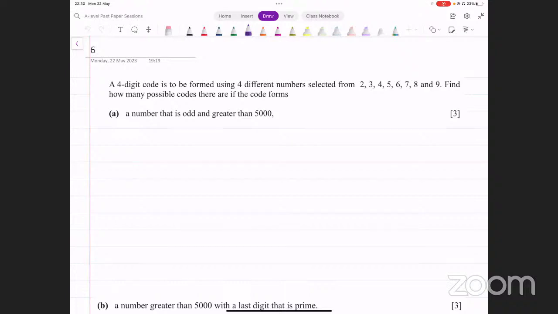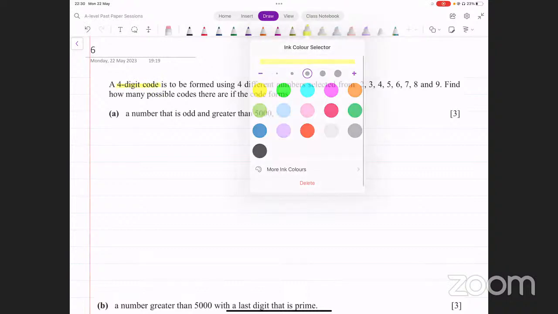Okay, now how do we think about this? It has to form a number that is odd and greater than 5,000. 4-digit number आपने बनाना है, 4-digit code बनाना है. Now, how do we used to think about this?